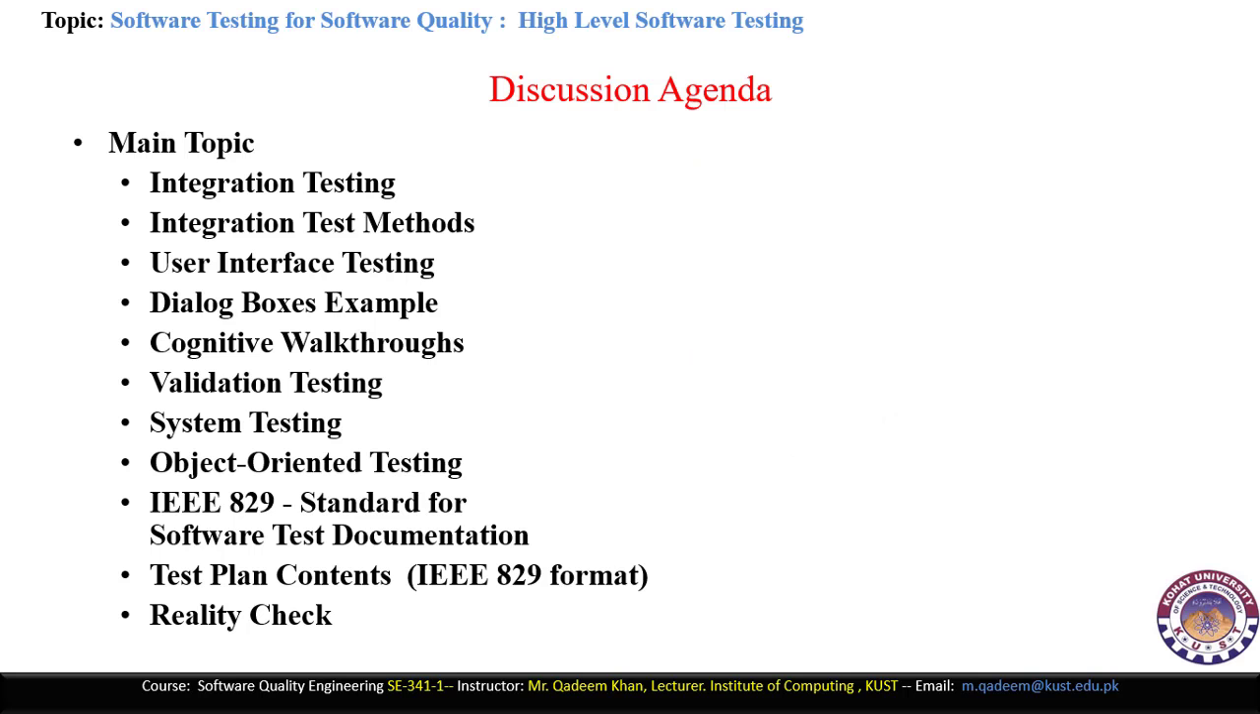This is the discussion agenda. It contains the topics of integration testing methods, then user interface testing, dialog boxes, examples in user interface testing, then cognitive walkthroughs, validation testing, system testing, object-oriented testing, and we have also the IEEE 829 standards for software testing documentation. And also we have the IEEE 829 format for the test plan, and we will discuss different contents of this test plan, and at the end we have the reality check.